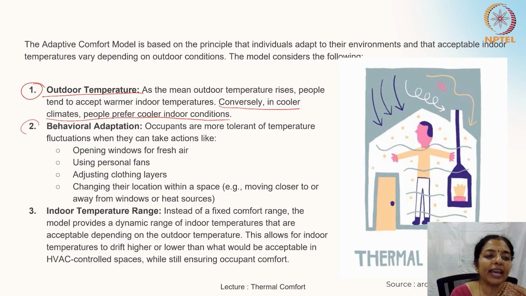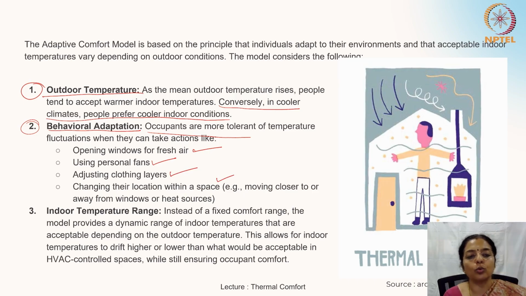Second is behavioral adaptation. These words you would have seen in my previous slides. So what is behavioral adaptation? Occupants are more tolerant of temperature fluctuations when they can take actions like opening windows to get fresh air, using personal fans, adjusting clothing layers, changing the location within the space like moving closer to a window or away from a window or moving closer to a heat source, etc.